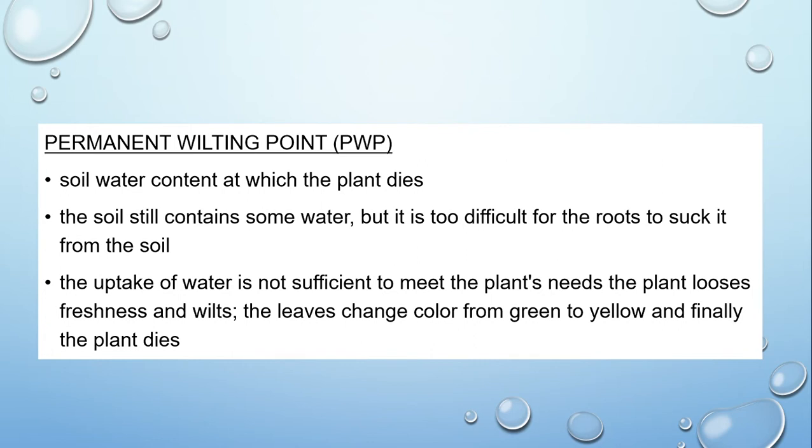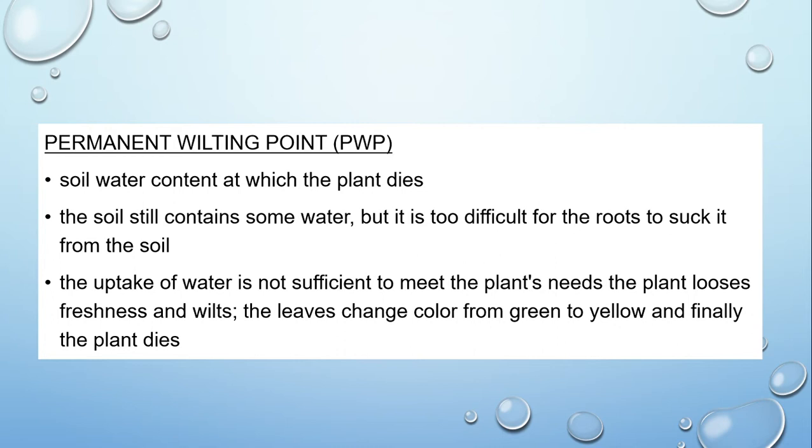So, next is the term permanent wilting point. For the permanent wilting point or the PWP, this is the condition of the soil wherein the soil water content is such that the plant dies. So, the soil here contains some water but it can no longer be taken up by the root zone. It is no longer absorbed by the roots. The uptake of water here is not sufficient to meet the plant's needs.